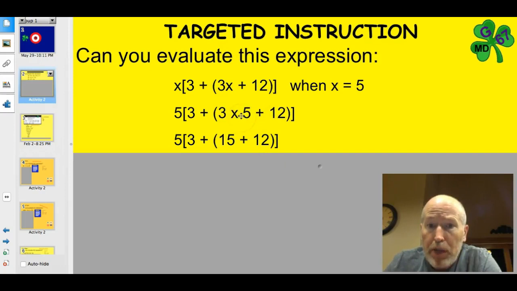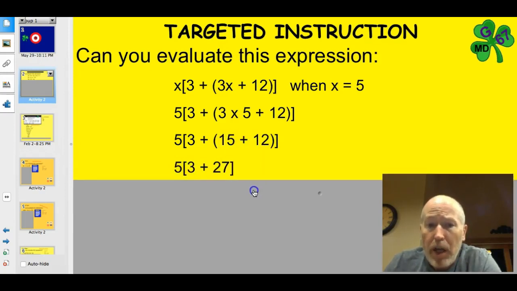We have to do the multiplication first. That's in the order of operations. So 3 times 5 is 15. We still have the addition to do inside those brackets before we can move out. So we have to add 15 plus 12. And when we do that, we have 27.